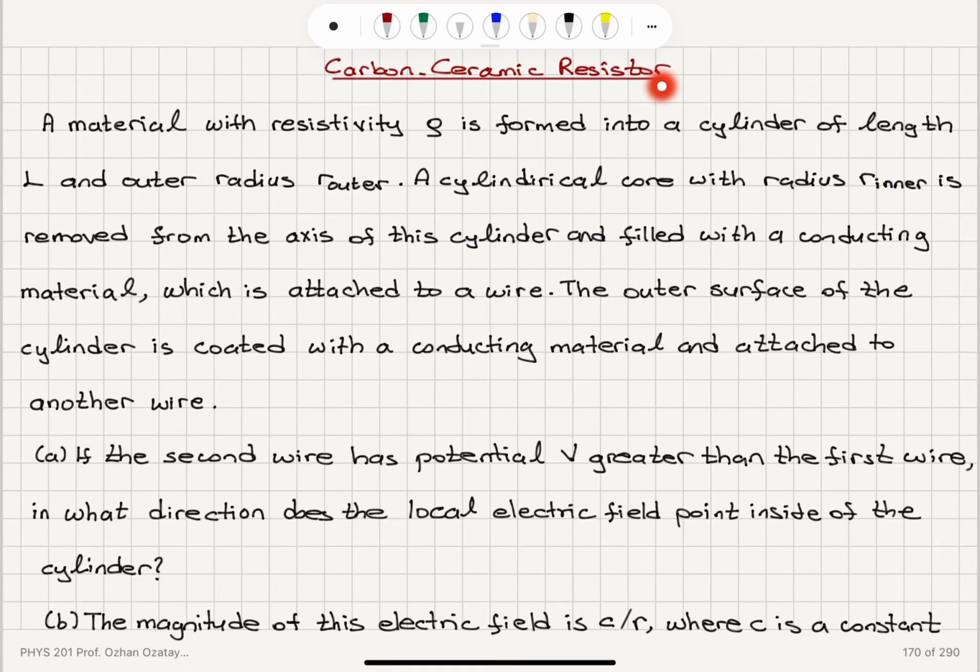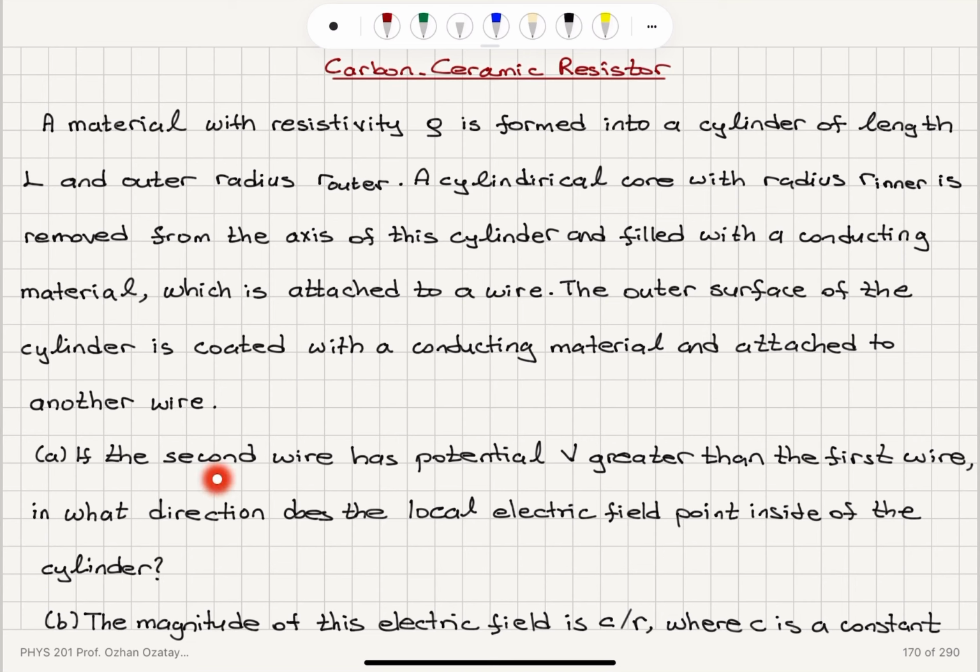Carbon ceramic resistor. A material with resistivity ρ is formed into a cylinder of length L and outer radius R outer. A cylindrical core with radius R inner is removed from the axis of this cylinder and filled with a conducting material, which is attached to a wire. The outer surface of the cylinder is coated with a conducting material and attached to another wire.